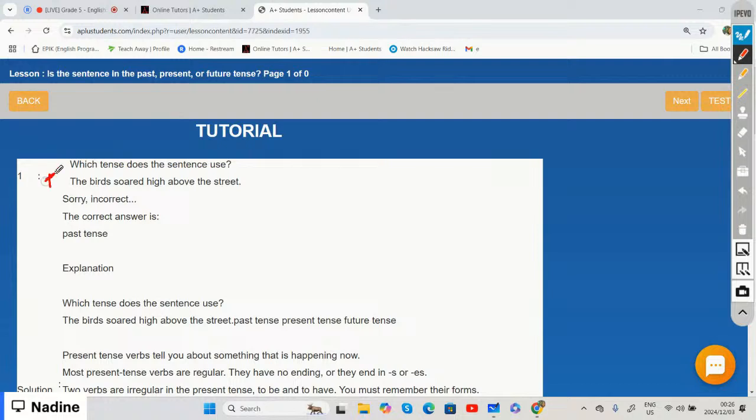It says the birds soared high above the street. I'm going to underline the verb and then you will say whether it is the past tense, the present tense, or the future tense. The birds soared high above the streets. Is that present tense? Is that past tense? Or is that future tense? We need to say what tense it is.